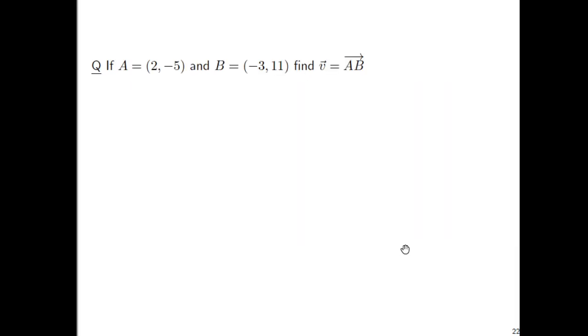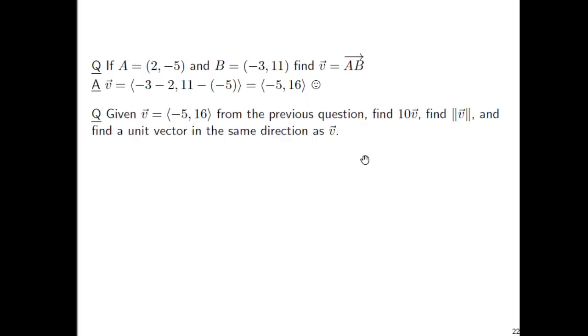Okay, let's do a couple example things. If you have the point 2, -5 as A and the point -3, 11 as B, let's find the vector v that starts at A and ends at point B. So here I went through doing -3 minus 2 to get the -5 for the first component, and then 11 minus -5 to get positive 16 for the second component.